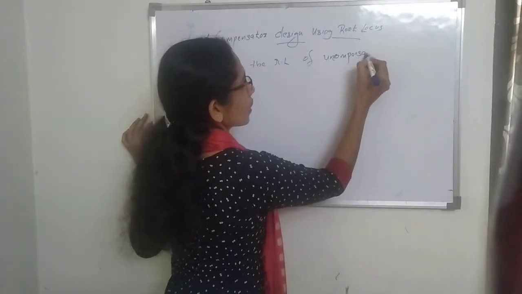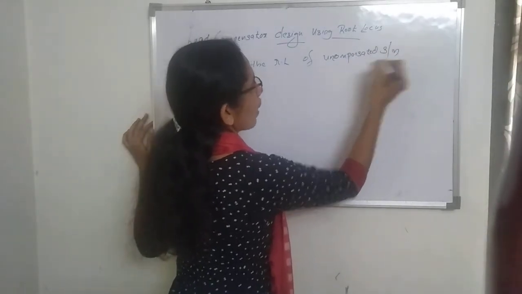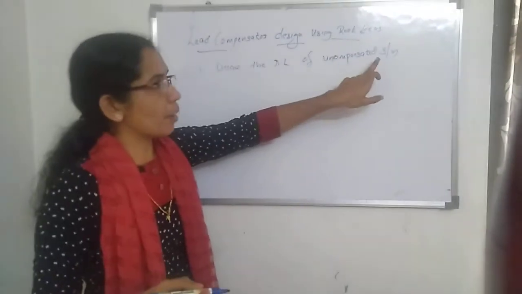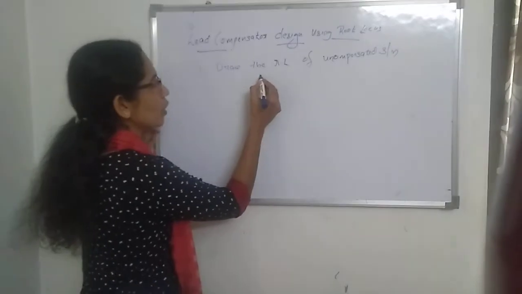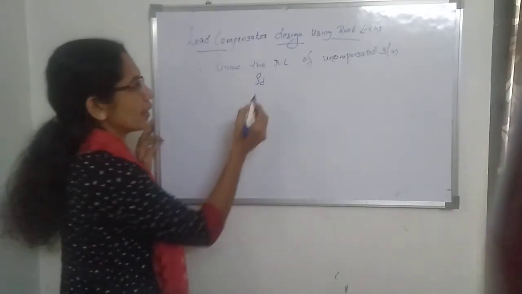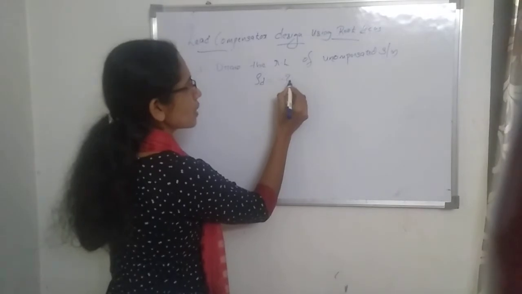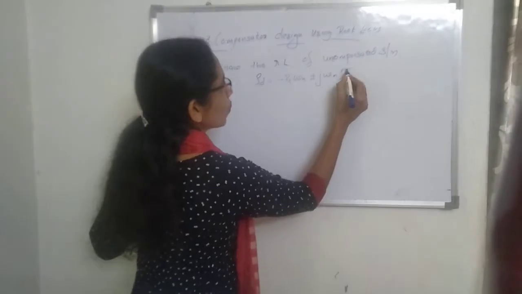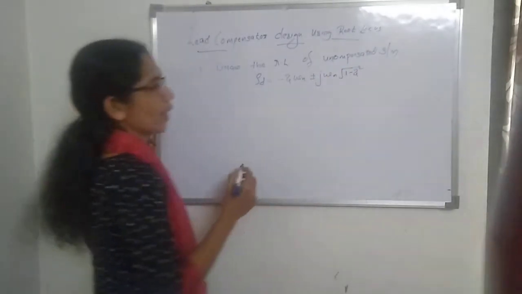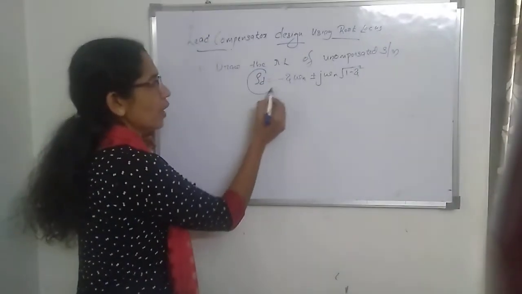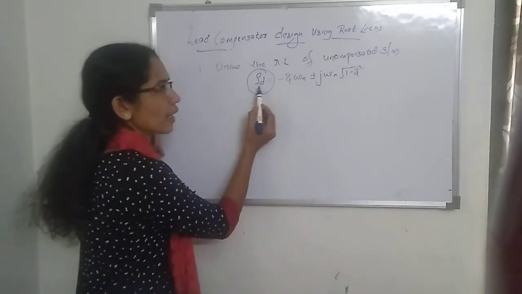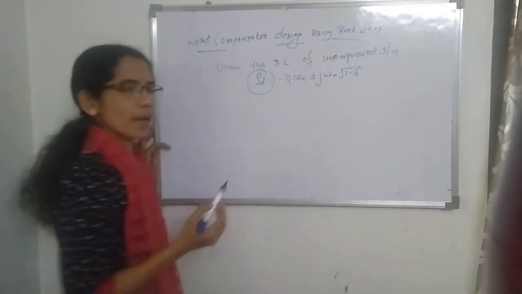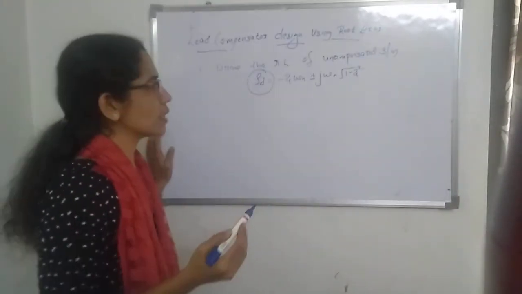What's the purpose of drawing the root locus of the uncompensated system? By drawing it, we are finding the dominant pole SD. The dominant pole SD is equal to minus zeta omega n plus or minus j omega n into root 1 minus zeta square. Our aim is to find the dominant pole SD.